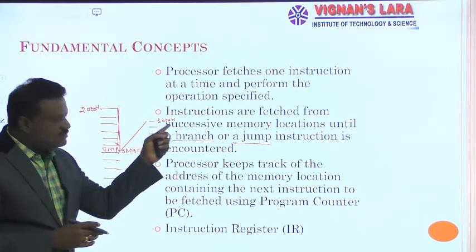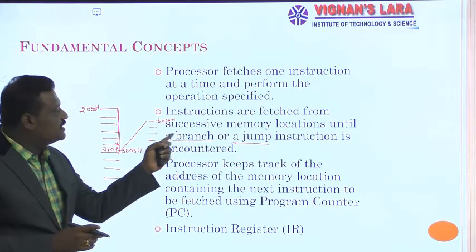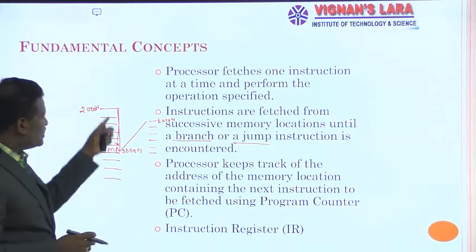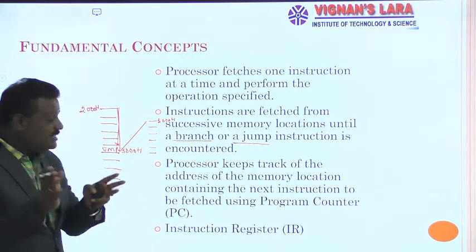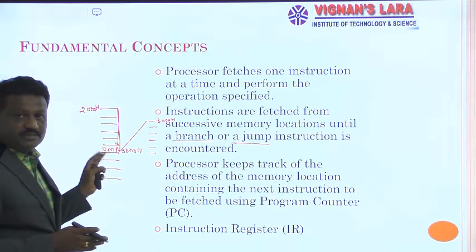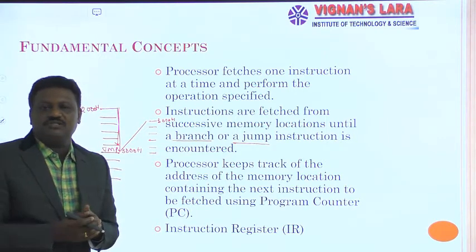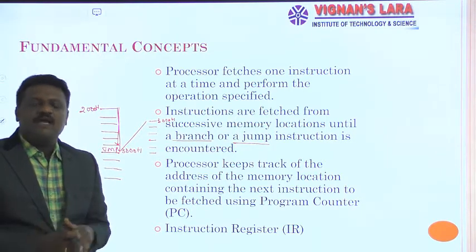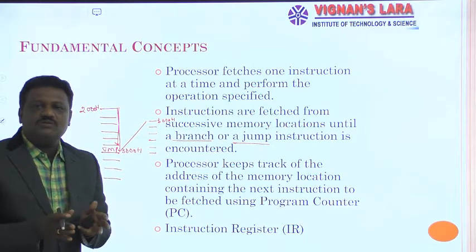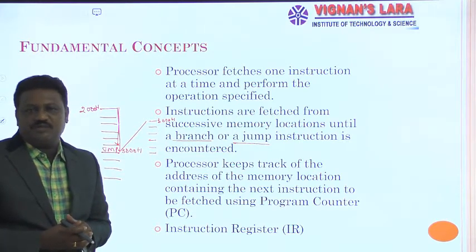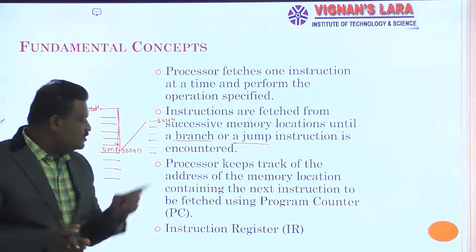So this is the meaning of this particular statement. That is, instructions are fetched from successive memory locations until a jump or branch instruction is encountered. Once you have a branch instruction in your program, it may be present somewhere else. No doubt, it will change the execution sequence of your program. So that's the meaning of this.